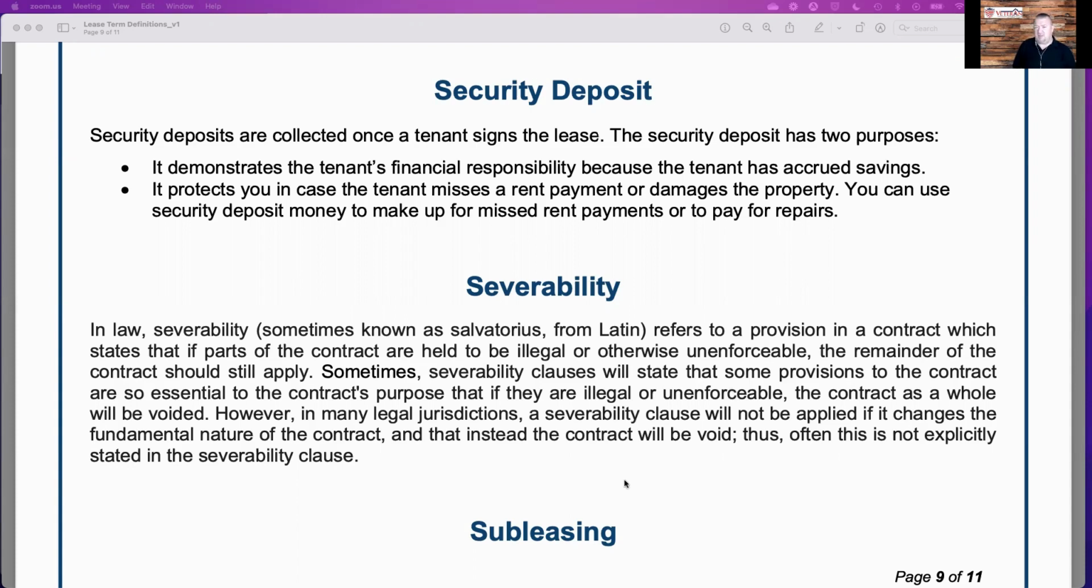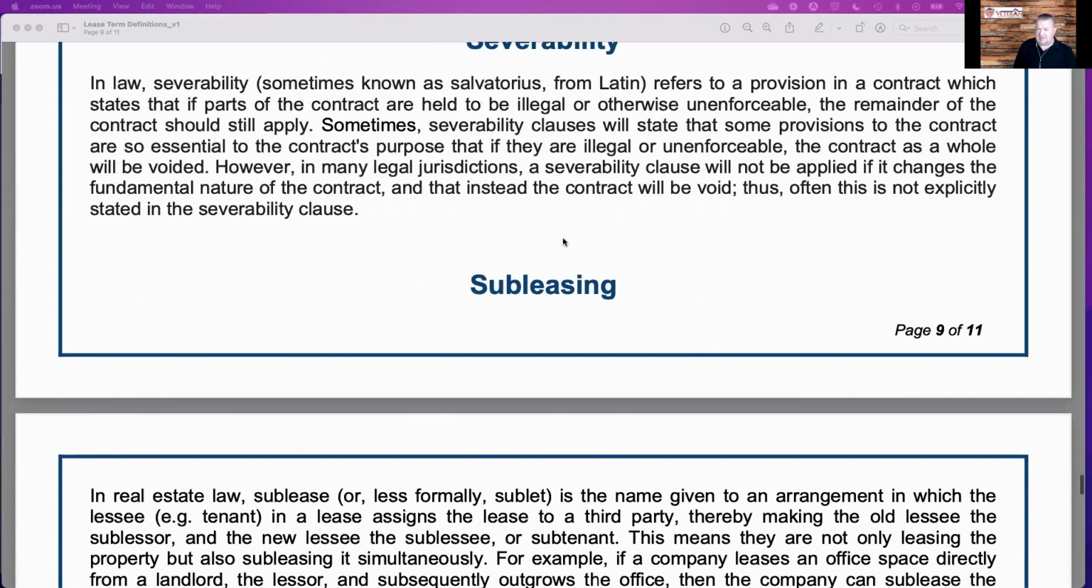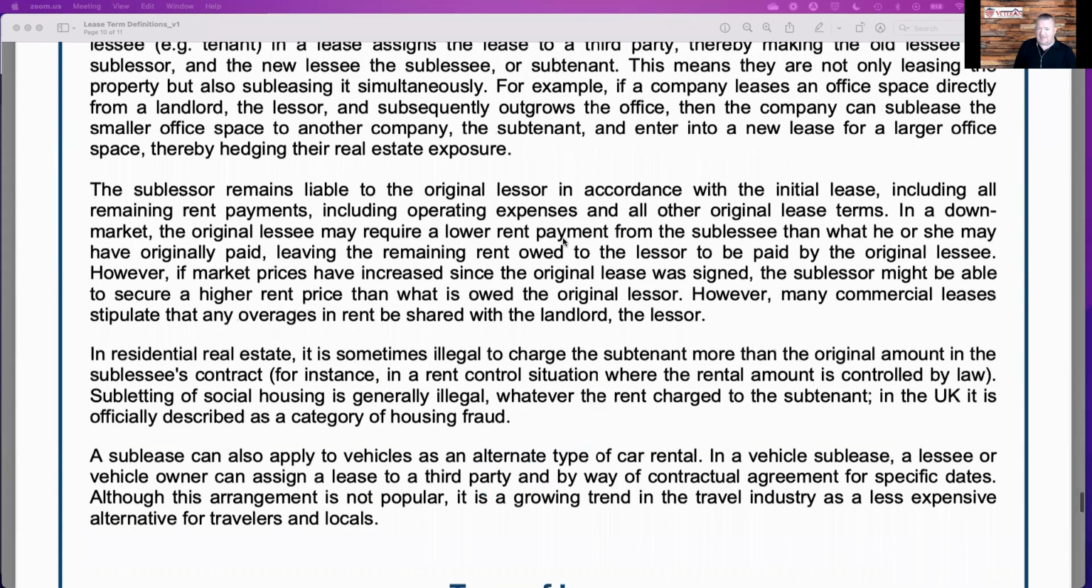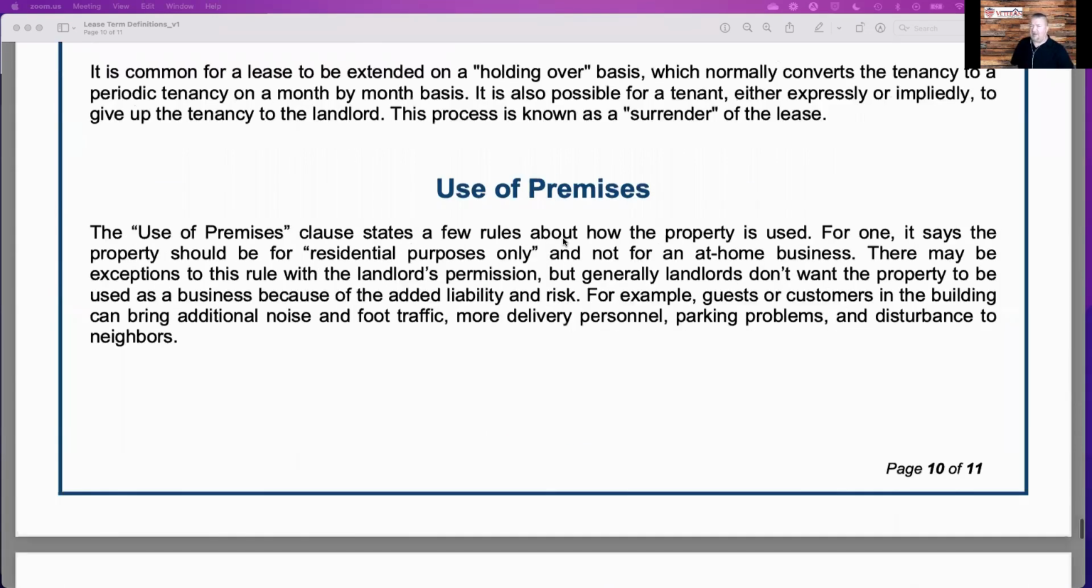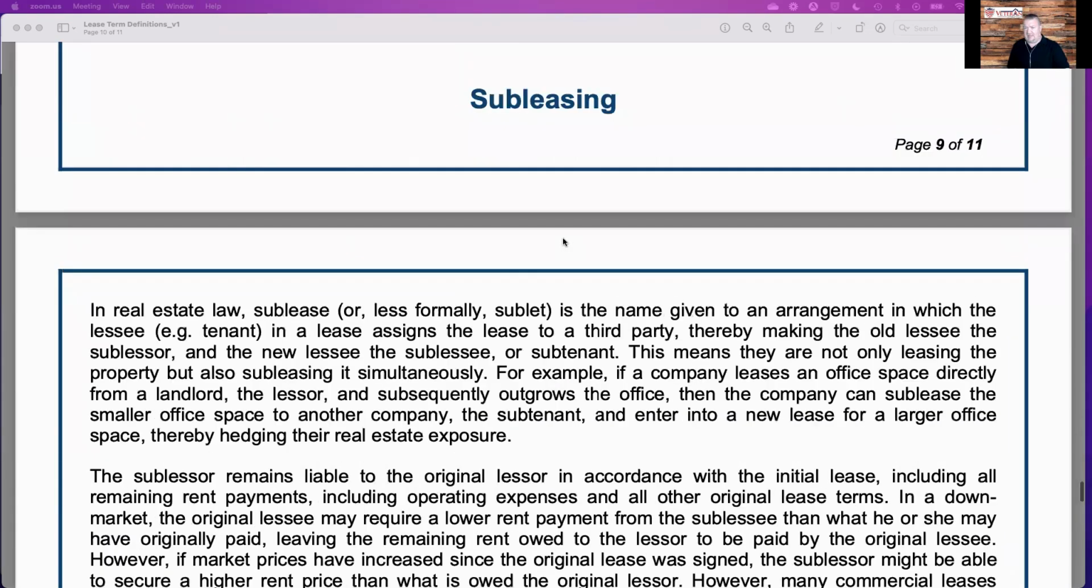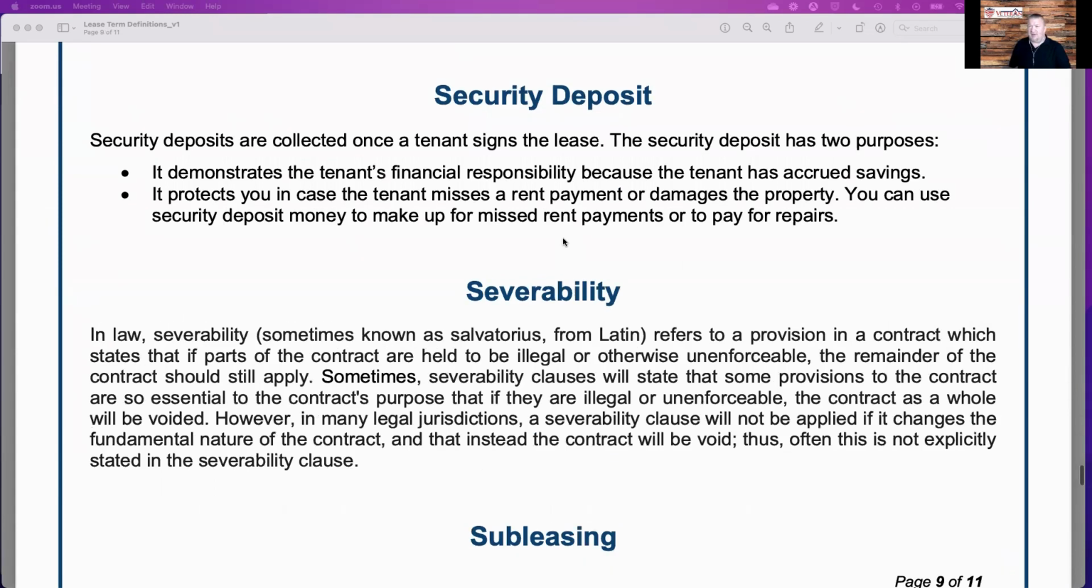So on this episode, we will be covering security deposits, severability, subleasing, terms of the lease, the use of the premises, utilities, and we will be covering a vehicles clause regarding this. So let's get started with the security deposit.